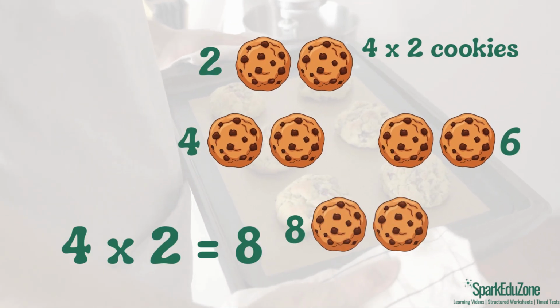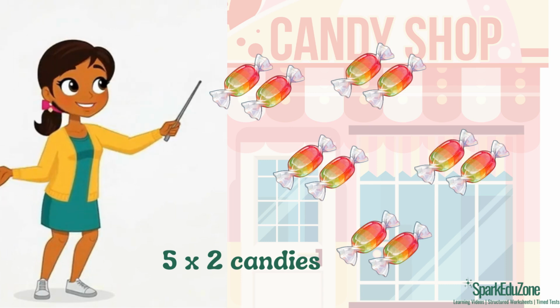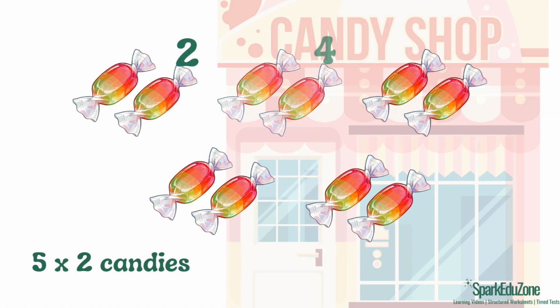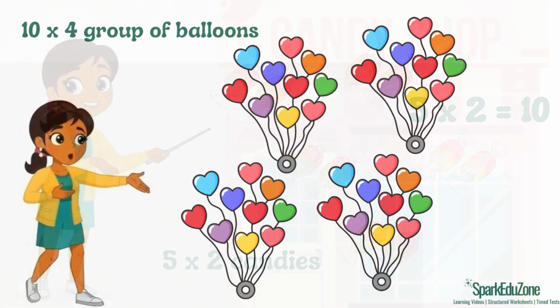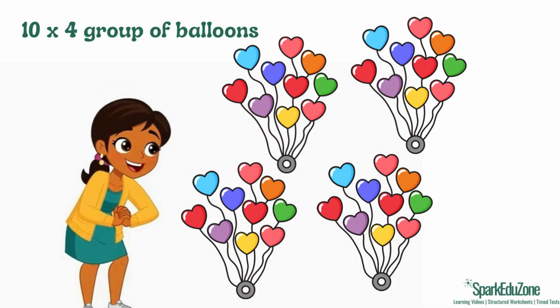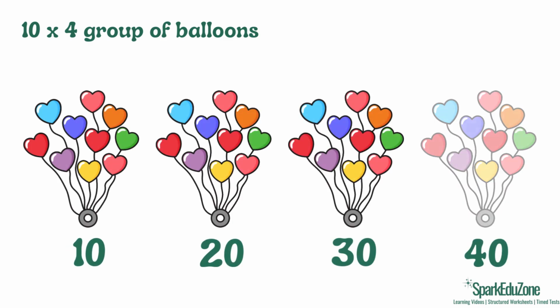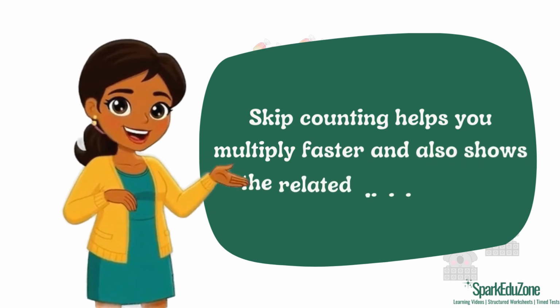4 2s are 8. Now 5 times 2. 5 groups of 2. Count by 2s. 2, 4, 6, 8, 10. 5 2s are 10. And 10 times 4, 10 groups of 4. Count by 10s. 10, 20, 30, 40. 10 4s are 40. As mathematicians, notice the patterns.